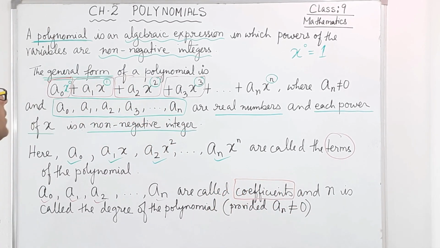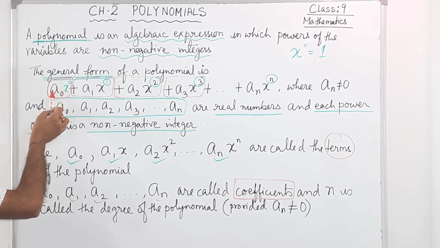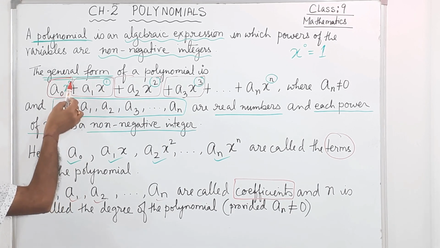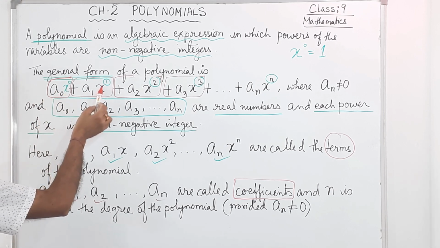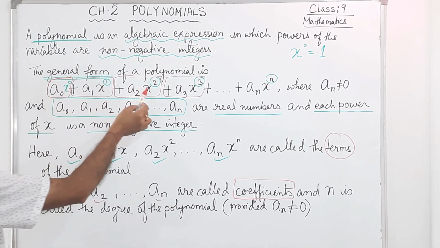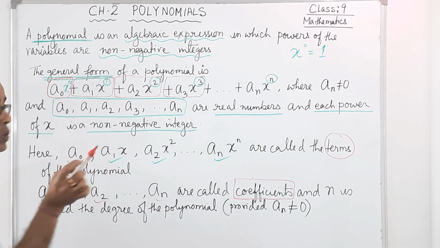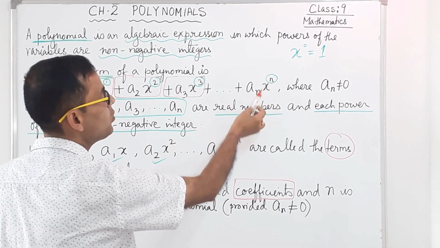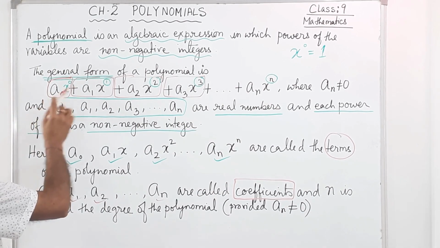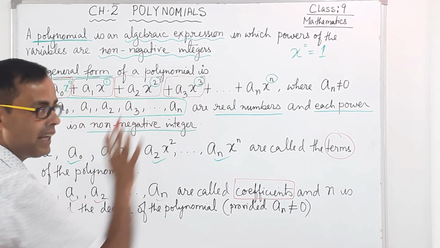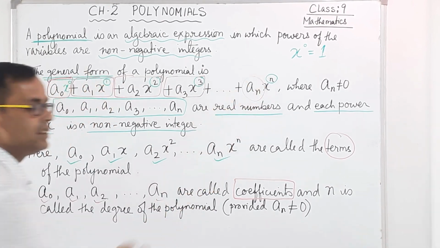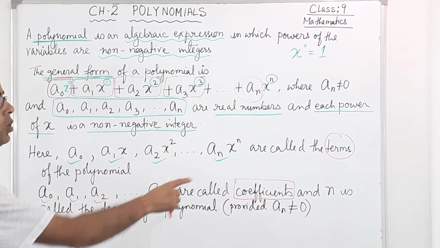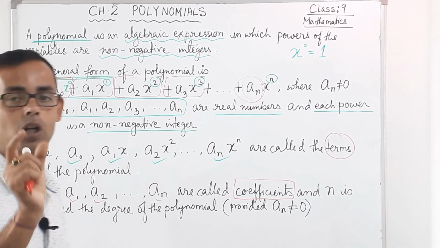That means in front of x to the power 0, what is there? a0. In front of x to the power 1, what is there? a1. In front of x to the power 2, a2. In front of x to the power 3, a3. In front of x to the power n, an. So this a0, a1, a2, a3 or an, these are known as coefficients. The name is called coefficients.